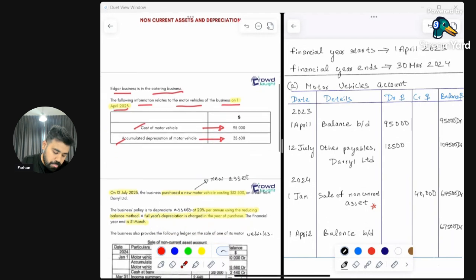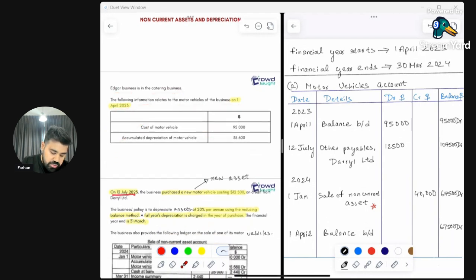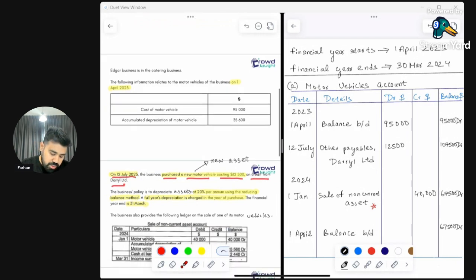$35,600. On 12 July 2023, the business purchased a new motor vehicle costing $12,500 on credit from Daryl Limited. So based on this line, we know that in this financial year, the business bought a new asset, and that asset cost $12,500. The business policy is to depreciate assets at 20% per annum using the reducing balance method.